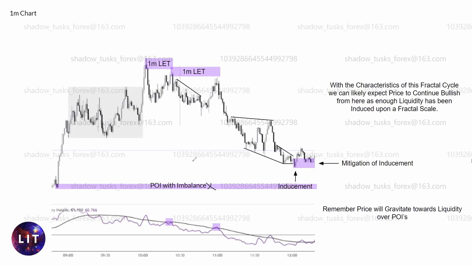And this is why we don't necessarily choose random POIs. This was just for argument's sake, actually a target, but not a target to buy, but a target to actually close our profits. So that's very key. And let's see what price does.